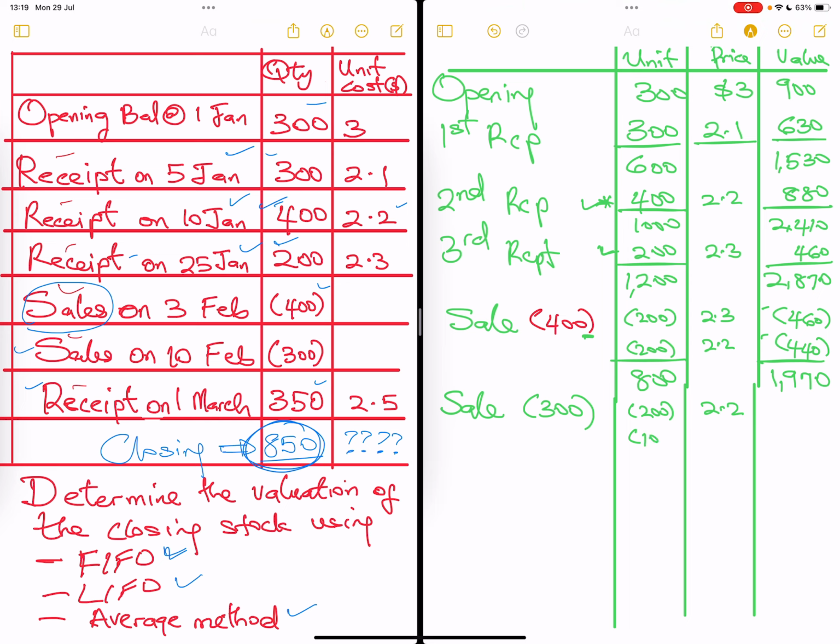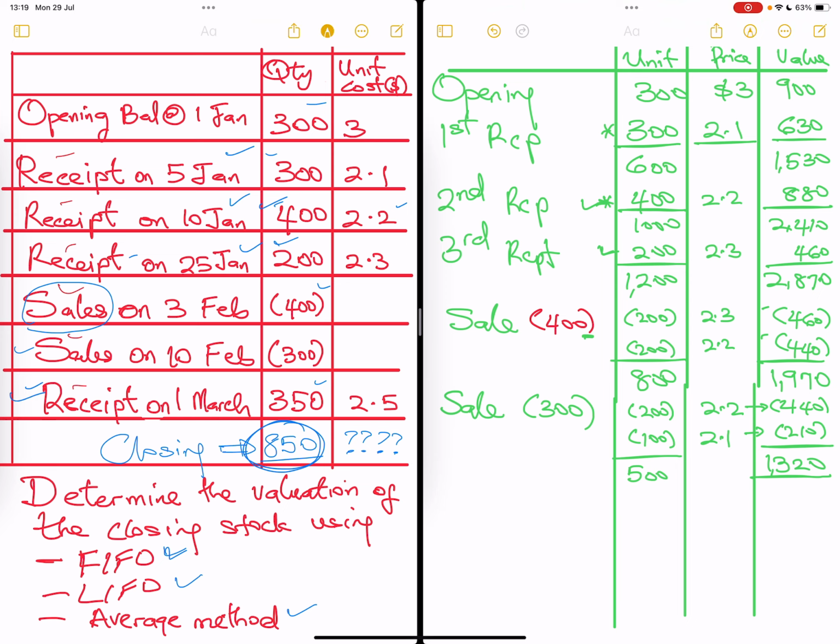However, we still need another 100 to sell. So that takes us to the next batch, which is here. We're going to be selling that 100 at 2.1. That means we will be left with 440 going out and 210 going out. And we're going to close this with 500 units left. The value of that 500 left will be 1970 minus 440 minus 210, and that gives us 1320.